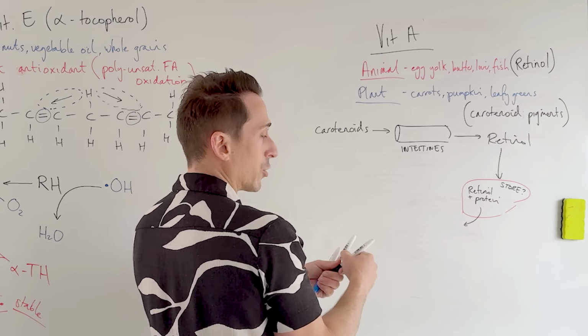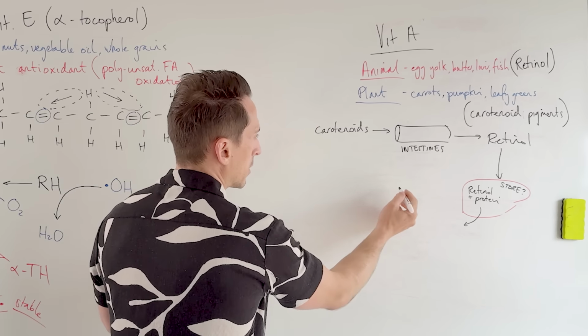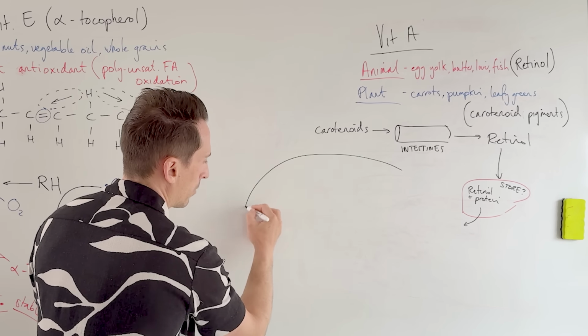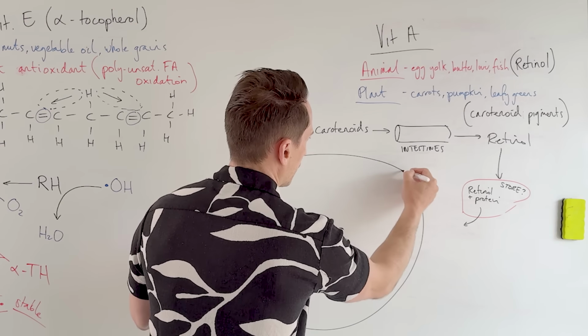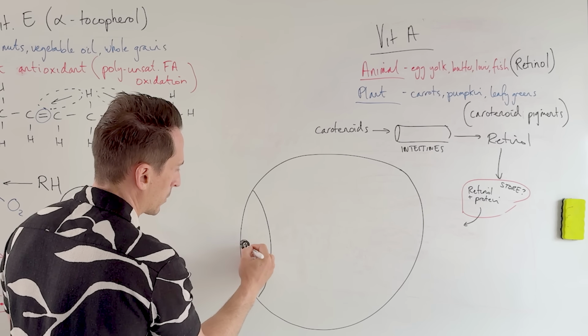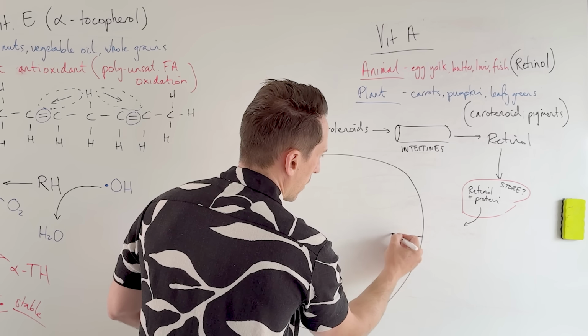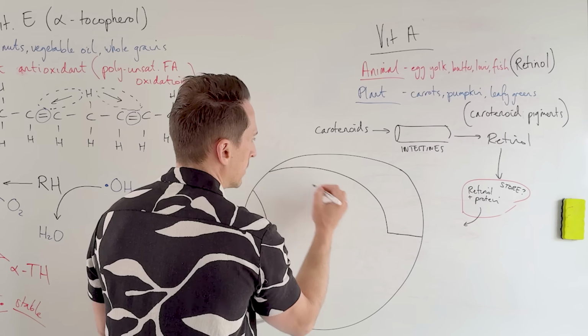And where's it going to send it to? It's going to send it to the eye. So we've got retinol traveling to the eye. Now, if I were to draw the eye up, we're going to have, obviously, the front of the eye with the lens and the pupil, but we're going to have the retina at the back. So there's going to be a number of layers at the back.